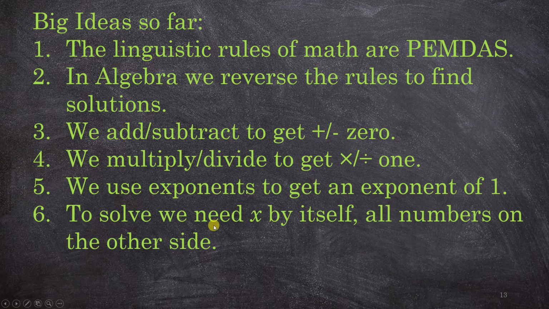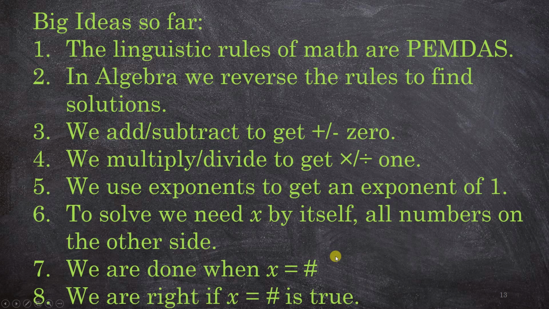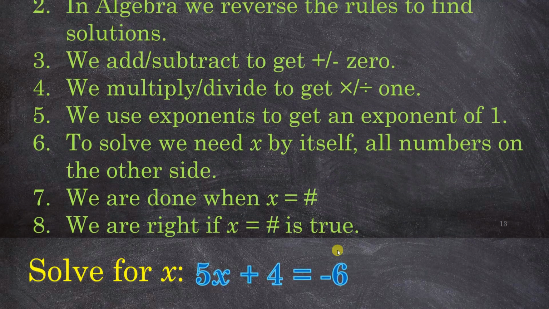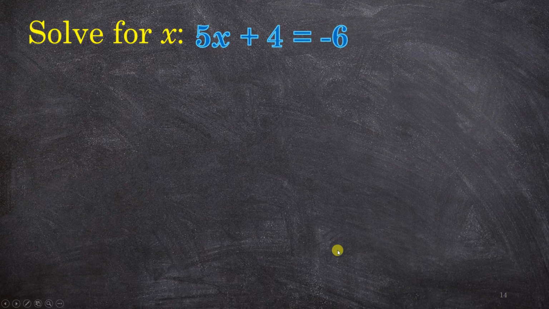Now, when you're solving, what you need to do is get x on one side of the equal sign. It doesn't matter which. And you need to get all of the other numbers on the other side, get them all combined, simplified, and pretty. And when you have x equals just a number, and it's all the way simplified, you're done, right? Now, you're right if you can take that number, that value for x, plug it in, and you get a true statement. So here, I want you to try this one right here.